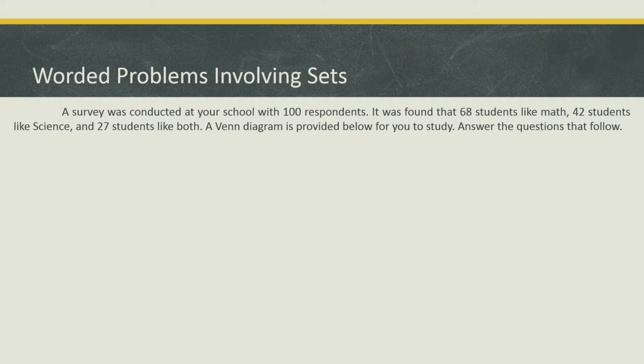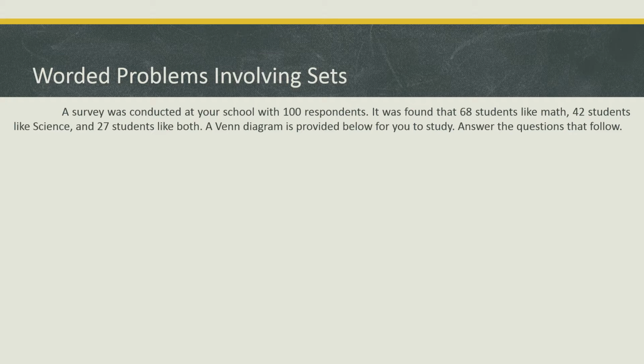So, first thing that you're going to do, class, with a worded problem, is you have to read and understand the problem. The first statement says that there was a survey in the school. There are 100 respondents, meaning 100 in total took part in the survey.